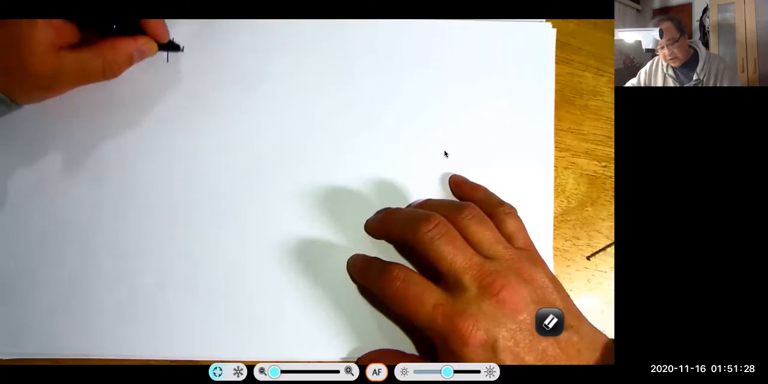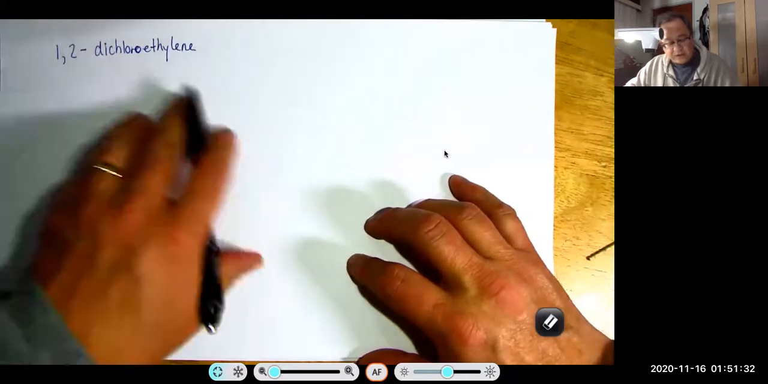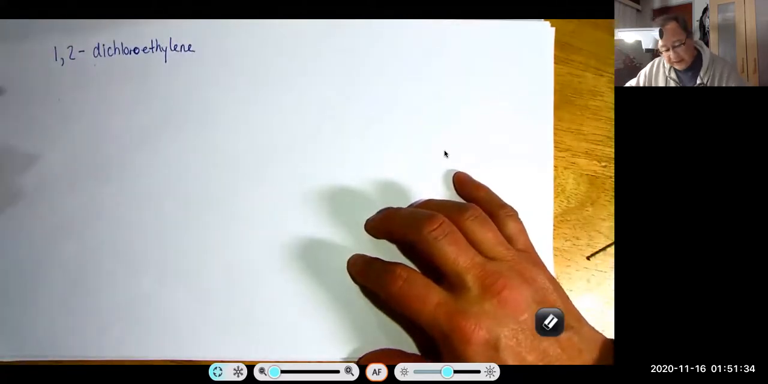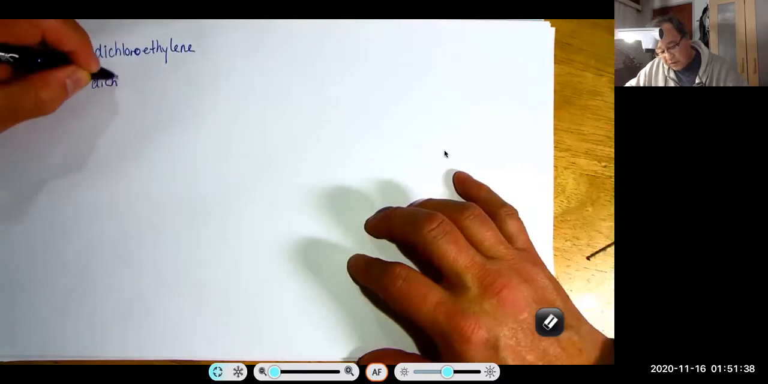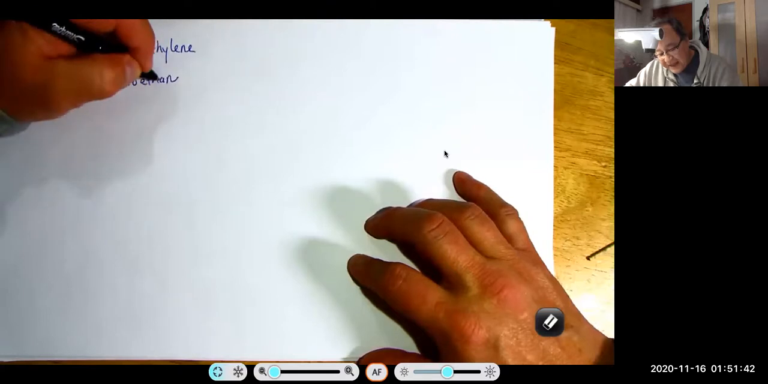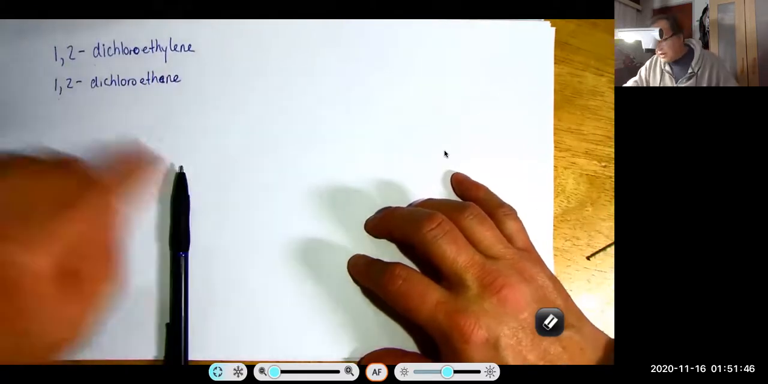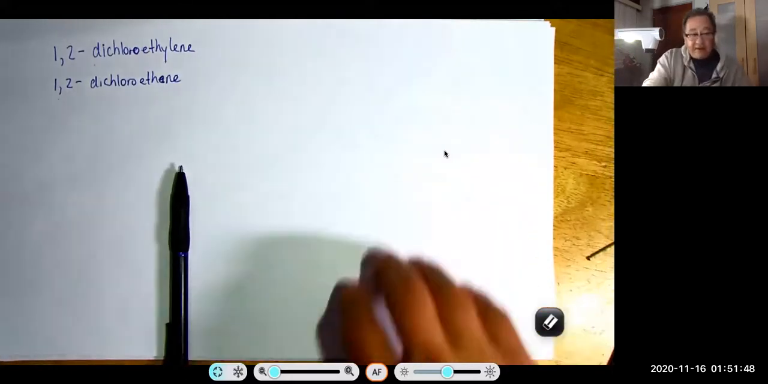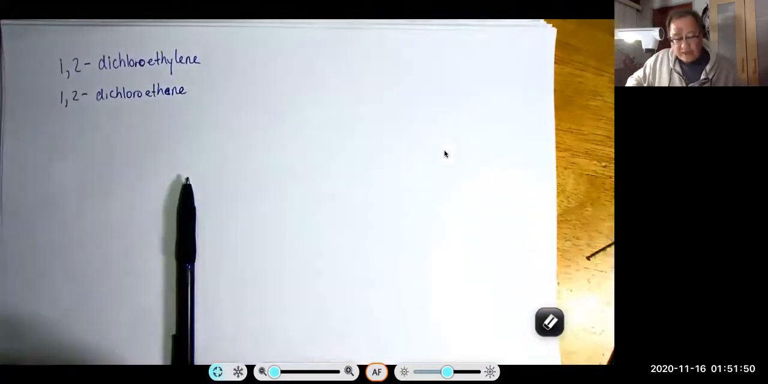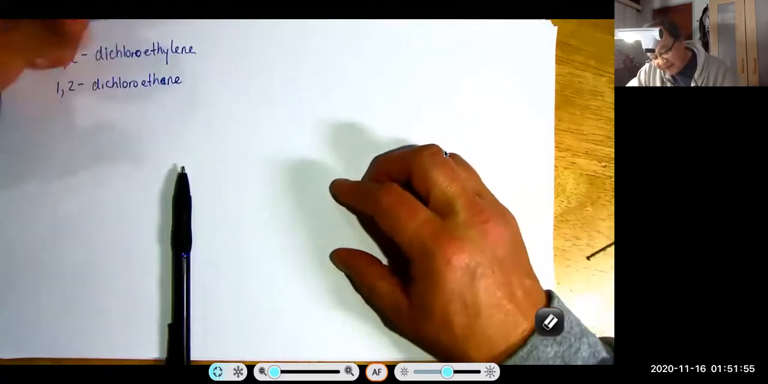So the name sounds a lot like 1,2-dichloroethane, only this is called 1,2-dichloroethylene. It has another name, it's called 1,2-dichloroethene, which sounds even closer to ethane. So I'm going to use my little white out there and get rid of that thing that looks like a smudge and make sure you know that's an E.